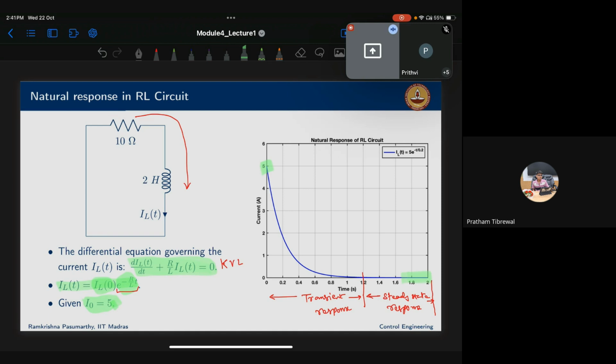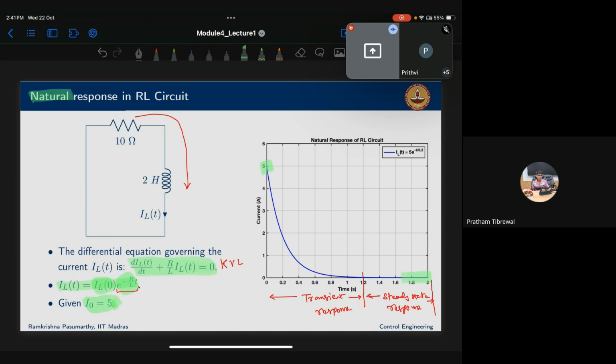Now this is called the natural response, because there is no source in the circuit. Hope you understand. If there is a source, we call it a forced response. So that is the difference between natural and forced response.